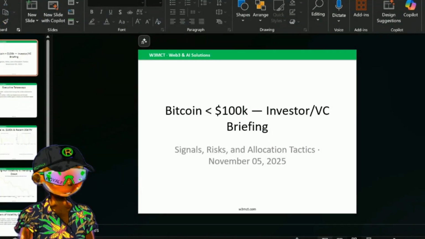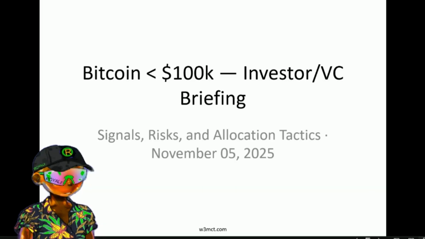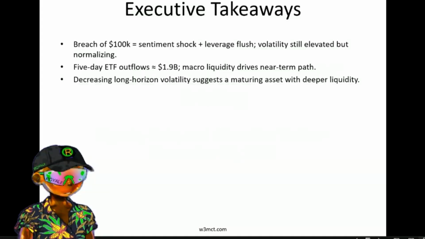Now let's take a look at this. This is the Bitcoin below 100,000 investor VC-style briefing, right? Some signals, risk, allocation, tactics. Again, this is not financial advice. This is the information that I use for myself that I'm sharing with all of you.